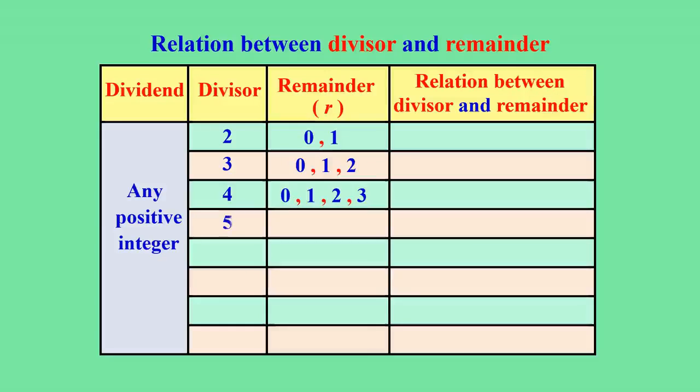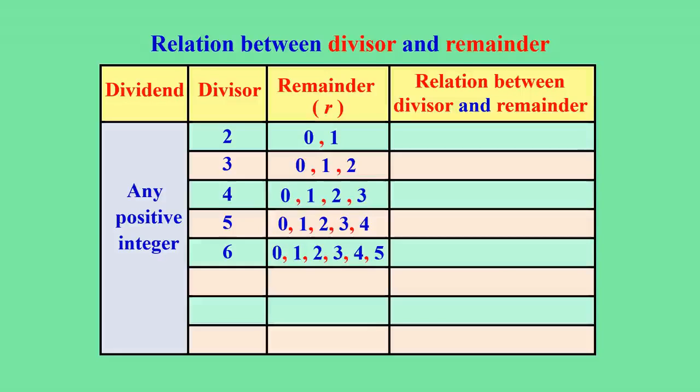If we divide any positive integer by 5, then we get the remainders either 0 or 1 or 2 or 3 or 4. If we divide any positive integer by 6, then we get the remainders either 0 or 1 or 2 or 3 or 4 or 5. By inspection of all these examples, we noticed that the highest remainder is 1 less than the respective divisor, and other remainders are less than the divisor.